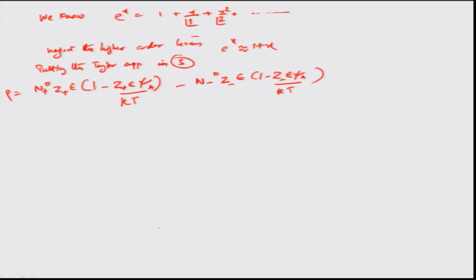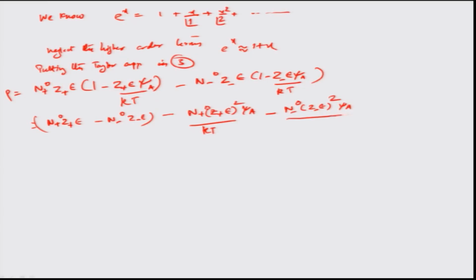So, if we open this up, we are left with an expression n plus 0 z plus epsilon minus n minus 0 z minus epsilon as one term, minus of n plus 0 z plus epsilon square psi a by kT, minus of n minus 0 times of z minus epsilon square times of psi a by kT.